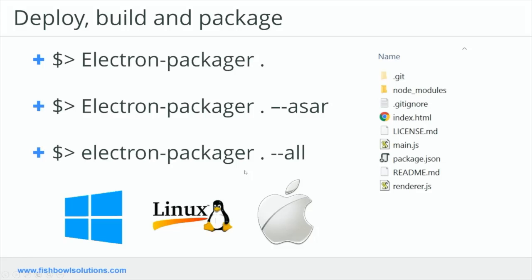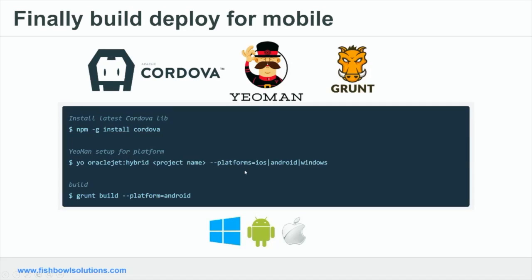Okay, so finally, build and deploy for mobile. So with Oracle Jet, what we can do is first we'll install the Cordova framework behind the scenes. So do npm -g install cordova. Once that's downloaded all the libraries and everything and set up, we can use Yeoman that Oracle Jet provides to create our hybrid application, and we can specify the project name, just like I did earlier with chatbot, and then we can specify a platform. So I only targeted Android, but if you wanted, you could also target iOS and Windows. And then we can do grunt build and grunt serve to build a platform and serve it up to the mobile device.